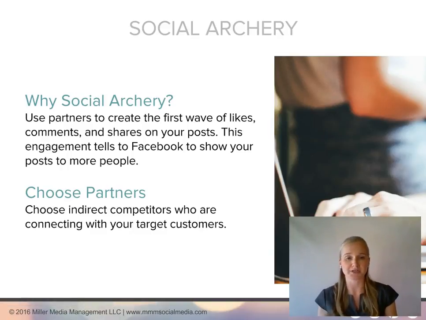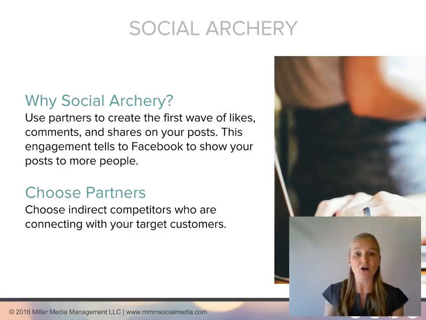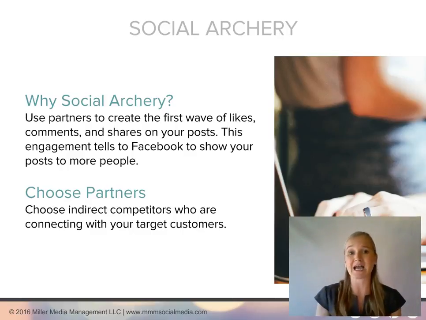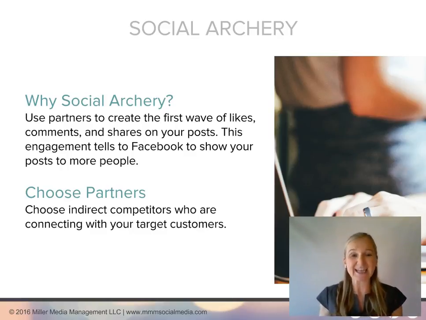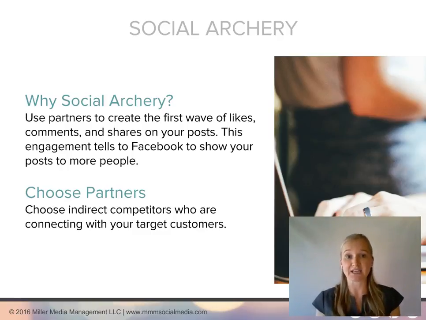Why would you use social archery? Well, today, some of the most popular networks, not only Facebook, but also Instagram and even Twitter, have started to institute algorithms. Algorithm is just a big word for a mathematical formula that decides whether or not your content is popular. If it decides your content's popular, it shows it to more people. If it decides it's not, it will not be shown to many people for free. One of the things that we know contributes to the algorithm knowing that you have popular posts is the amount of activity that happens on that post. The activity can be the likes, comments, and shares that you get.